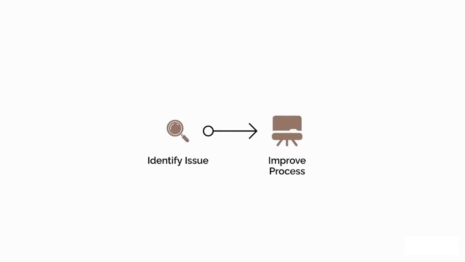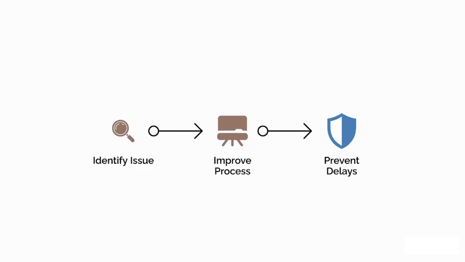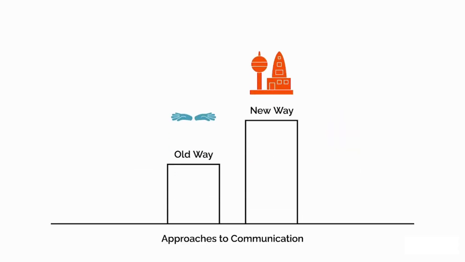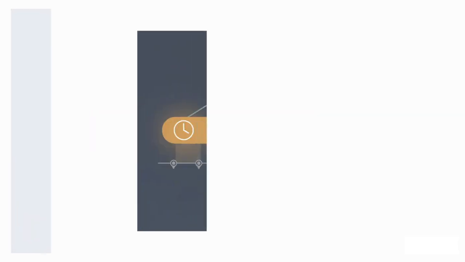The team writes process improvements on the whiteboard, adds a new review stage to the checklist, and puts a plan in place so the same delay doesn't happen again. The old way meant status calls, scattered screenshots, and confusion. The new way means a clear timeline, solid evidence, and coaching that actually helps. Evidence leads to understanding, and understanding leads to better decisions. That's the chain Work Replayer puts in motion.